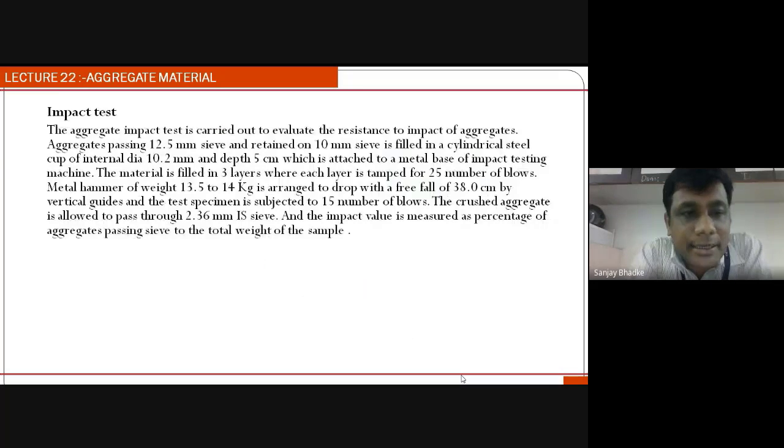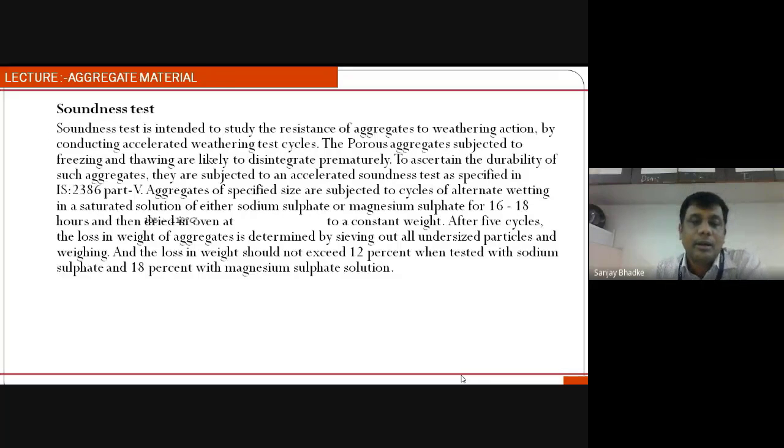Next is the impact test. The impact test is also a very important test to evaluate the impact resistance value of the aggregate. So we are using various types of equipment to calculate the impact value. And when you are going to perform this practical, we should follow the various recommendations given by the IRC. The soundness test is a very important test.